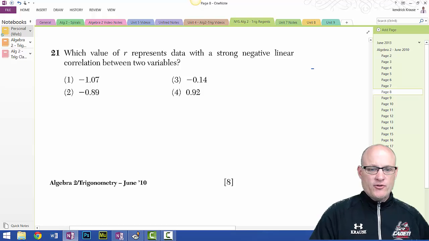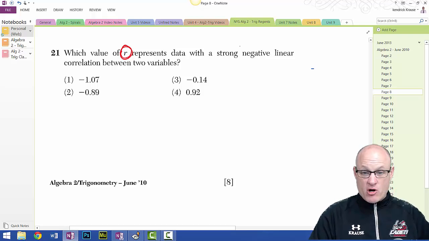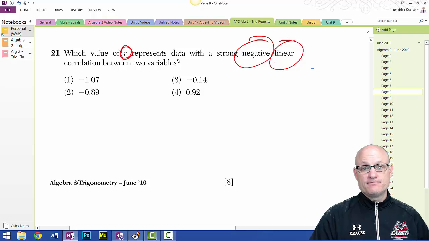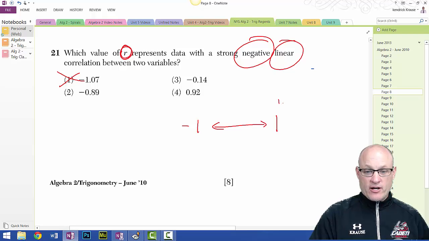All right. So our value is the correlation coefficient. We're trying to figure out which correlation coefficient gives us the strong negative linear correlation. Well, here's the first thing you've got to know. It can't be bigger than 1. Correlation coefficients run between -1 and +1. Near either end is very strong. If it's somewhere near 0, weak.